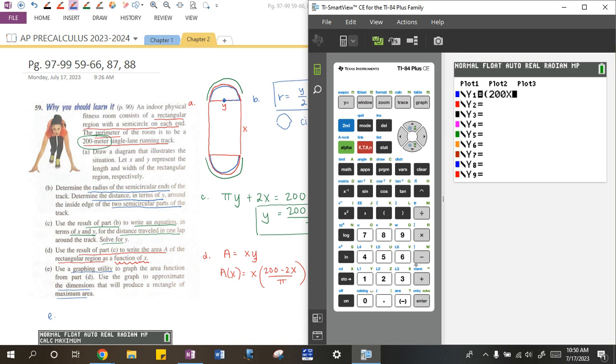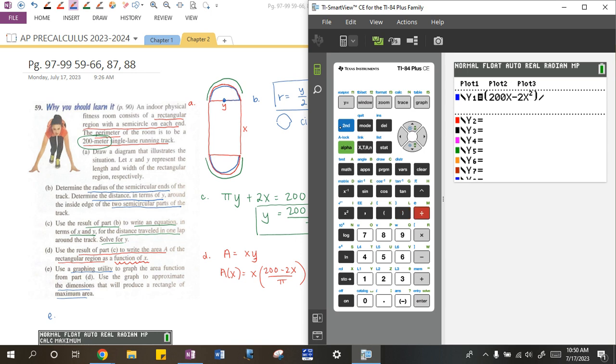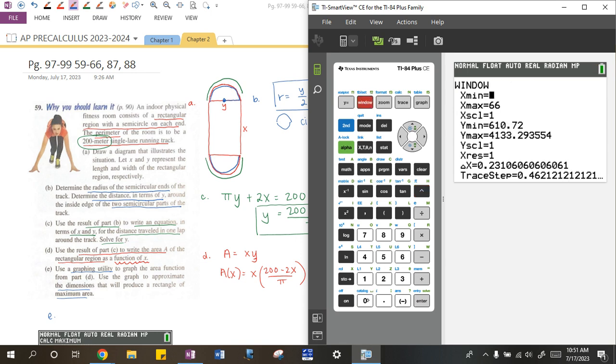200x minus 2x squared. And then that's getting divided by pi. Always use the pi symbol, not the approximated 3.14. And then remember, another reason that it's good to know about domain is because it makes the calculator graphing portion easier. You're not just guessing and checking. We said x should go from 0 to 100. I don't care if it counts by ones or not.